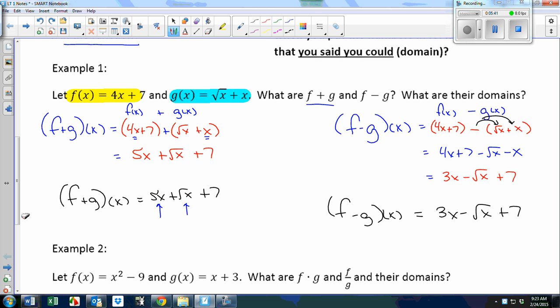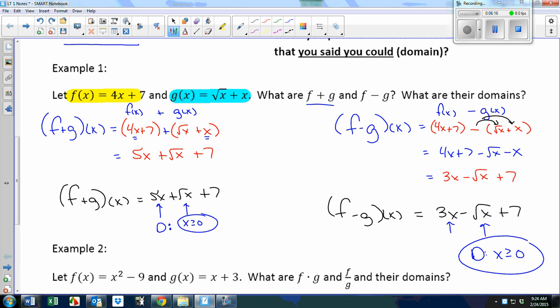A negative. So your domain is going to be restricted by that square root to greater than or equal to 0. The domain for this combined function is restricted to x is greater than or equal to 0 because of that square root of x. So the other one, the f minus g, I could plug anything into 3x. But again, I'm restricted by the square root. The domain is just x is greater than or equal to 0.